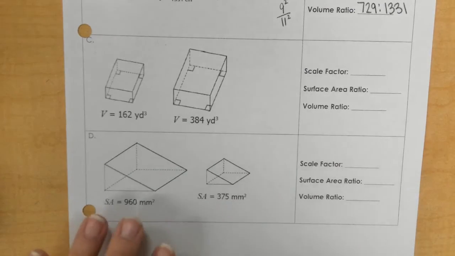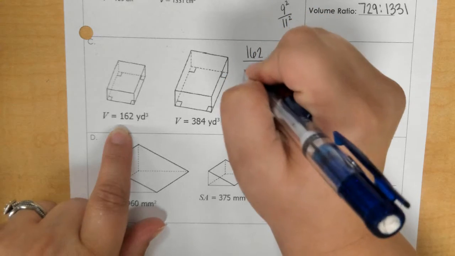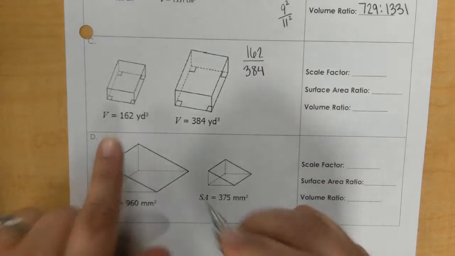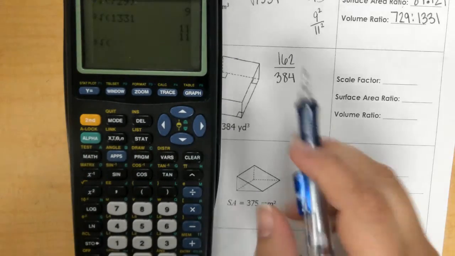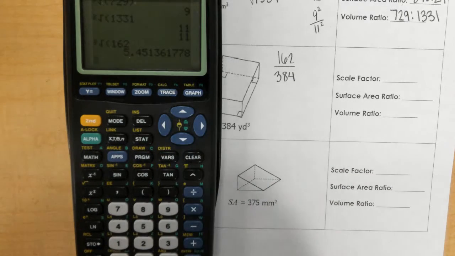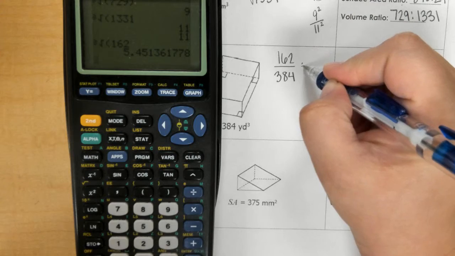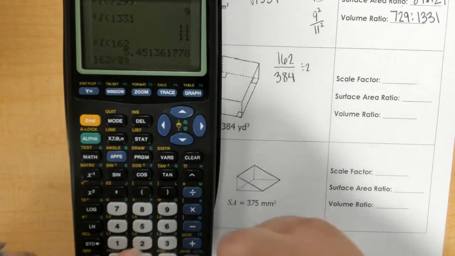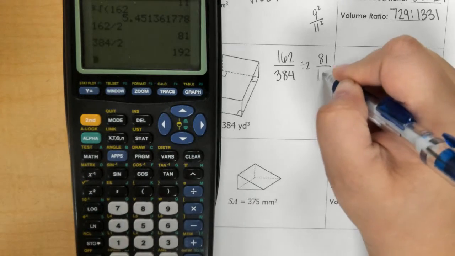Okay, for letter C, we're given the volume as well: 162 and 384. All right, so let's try the cube root here. Math, 4, put in 162. Well, it gives you a decimal. If it gives you a decimal, then you want to try to reduce that fraction to see if you can get a perfect cube root. We know that 2 goes into both of those numbers. If we divide by 2, we get 81 and 192.